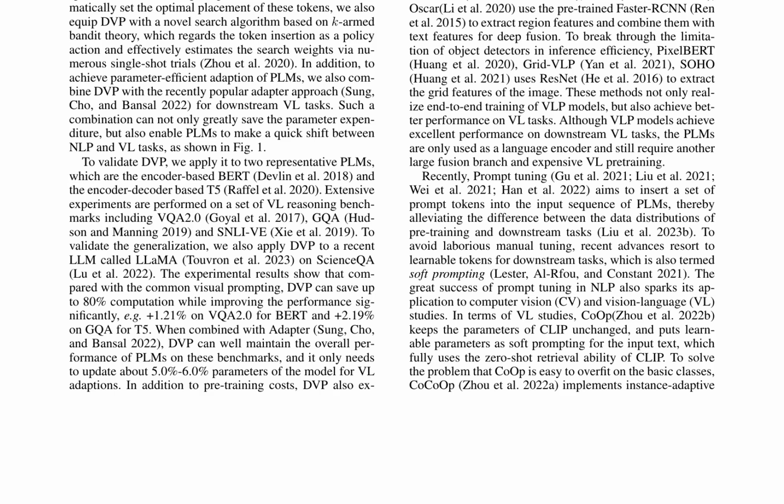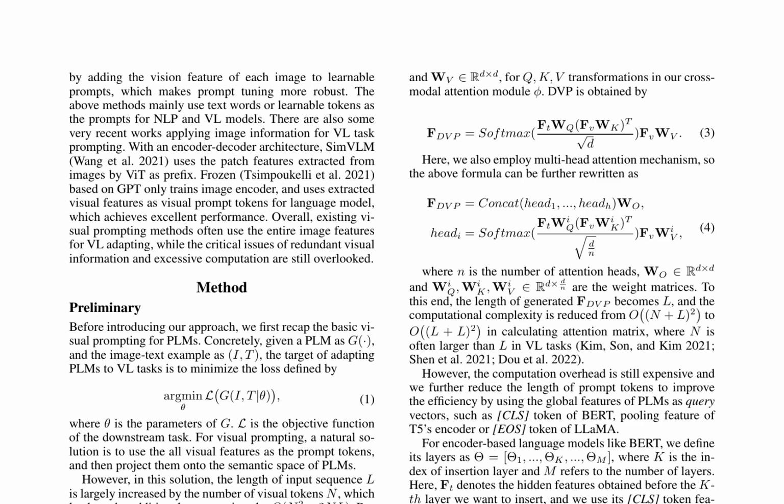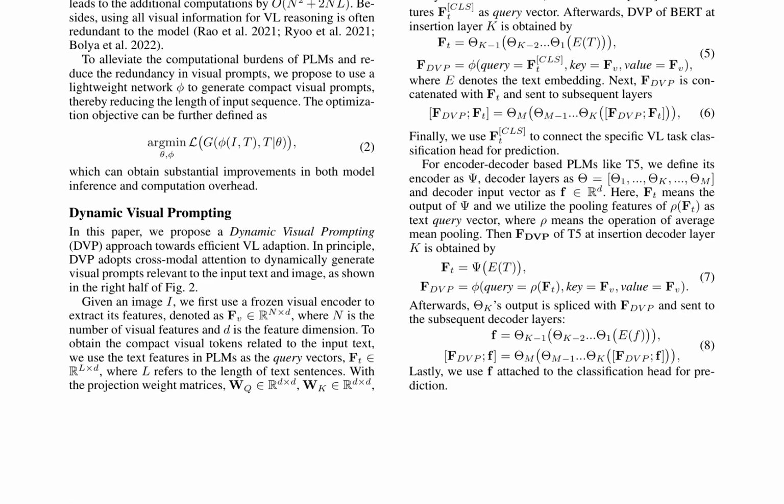proposed approach. The research proposes a novel approach called dynamic visual prompting, DVP, to efficiently adapt language models for visual-language tasks. This involves using a lightweight network to generate compact visual prompts, reducing computational burdens and redundancy. The method adopts cross-modal attention to dynamically generate visual prompts relevant to the input text and image.